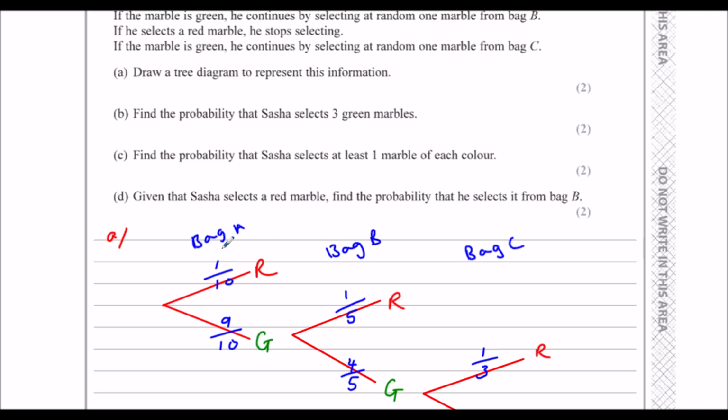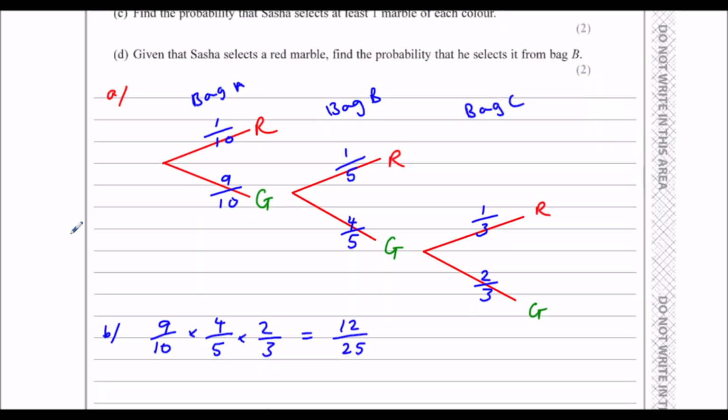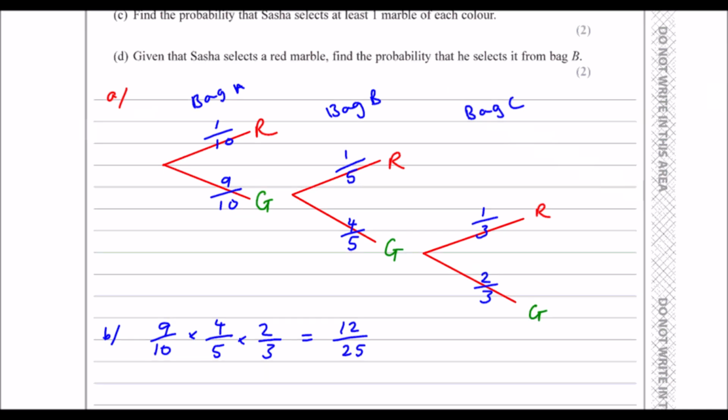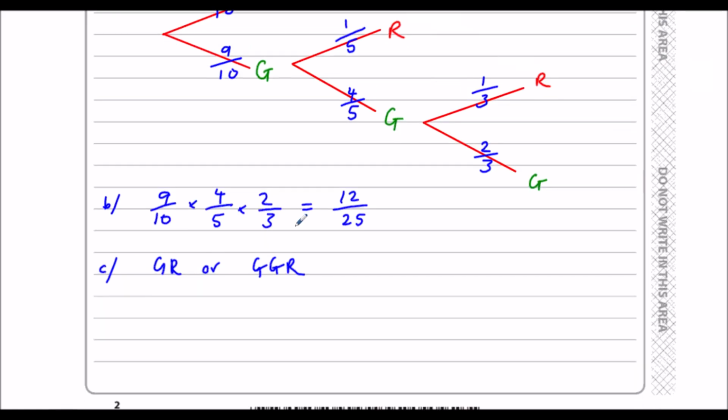Part C, find the probability that Sasha selects at least 1 marble of each colour. So, well, we can do green. We can't pick red first. We can have green red or green green red. They're the only 2 options. So we may as well just work them out. So green red or green green red. So green red is 9/10 times 1/5.